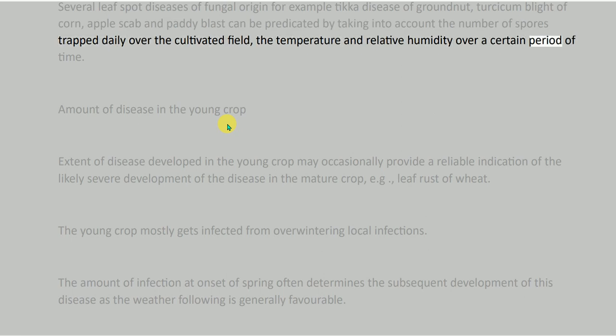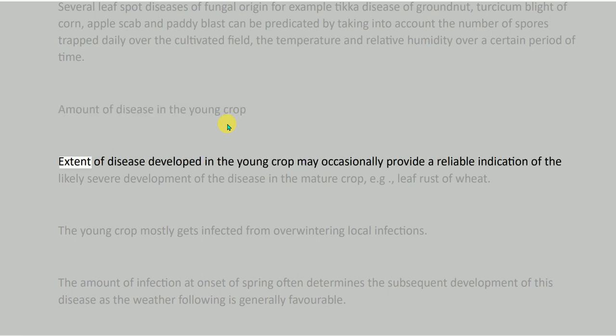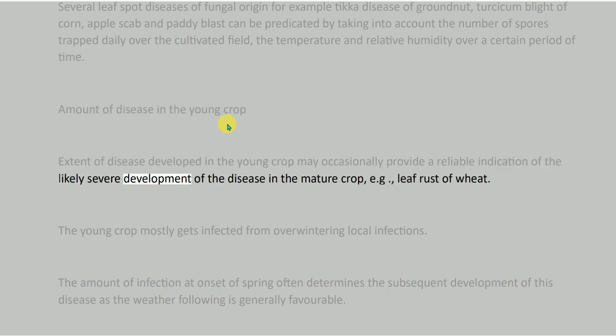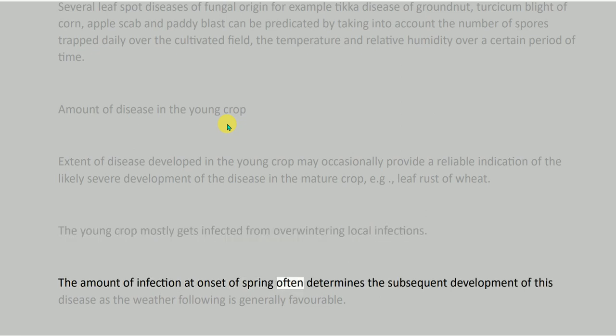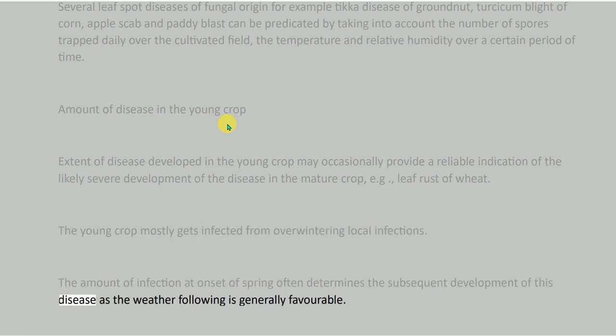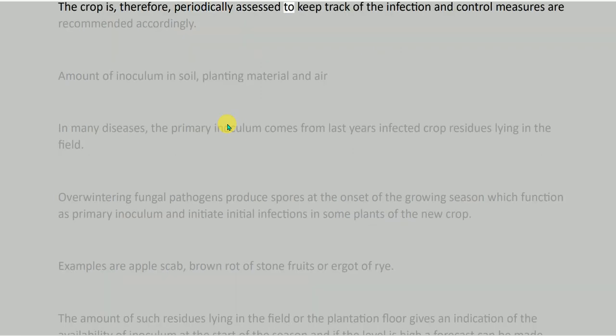Amount of disease in the young crop. Extent of disease developed in the young crop may occasionally provide a reliable indication of the likely severe development of the disease in the mature crop. E.g. leaf rust of wheat. The young crop mostly gets infected from overwintering local infections. The amount of infection at onset of spring often determines the subsequent development of this disease, as the weather following is generally favorable. The crop is, therefore, periodically assessed to keep track of the infection and control measures are recommended accordingly.